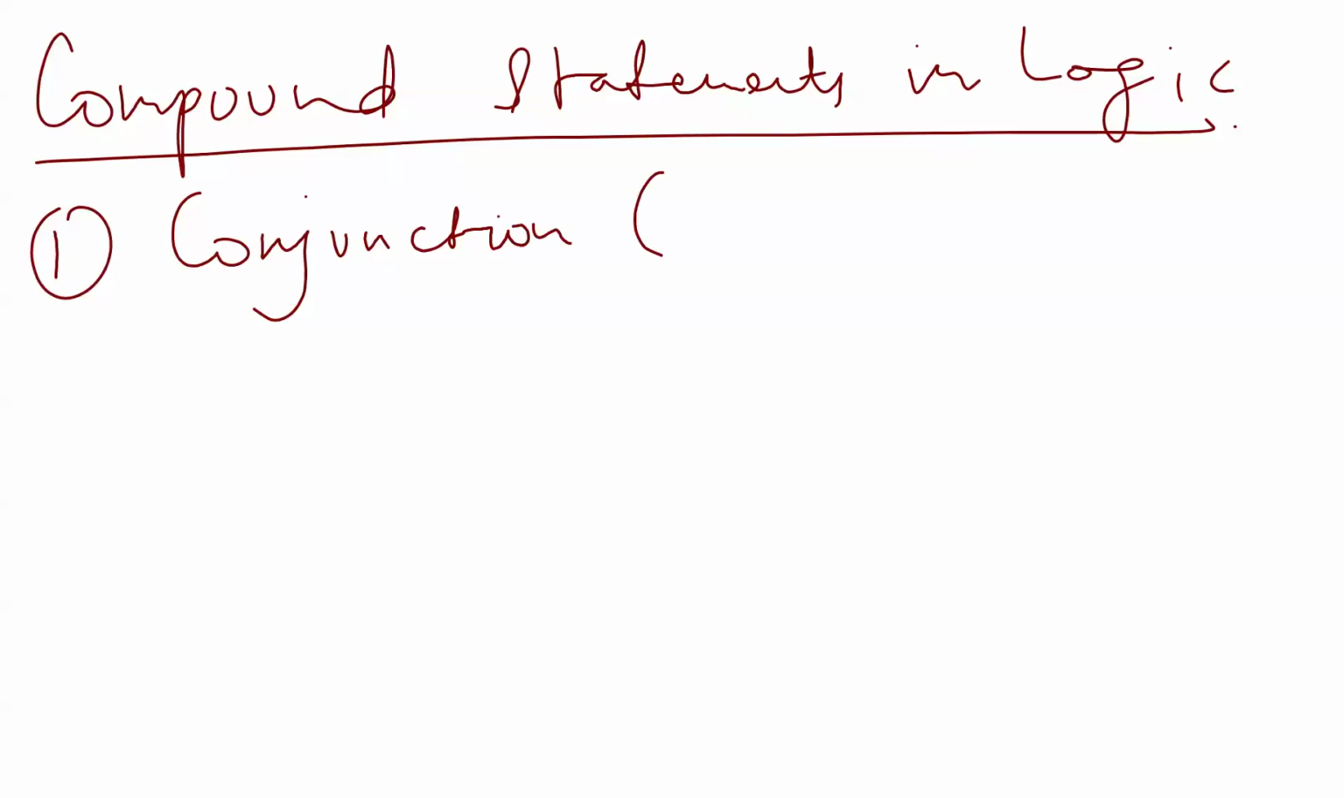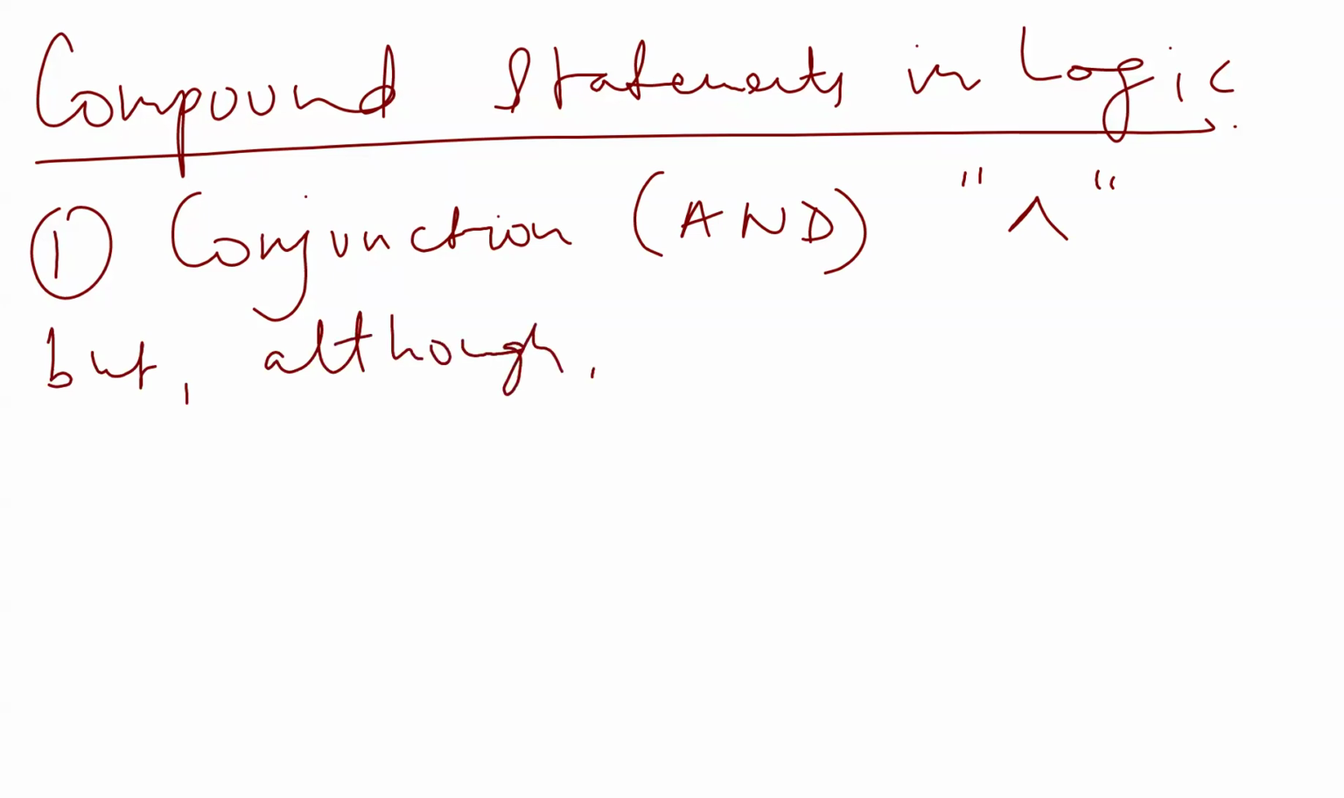First one is conjunction. Conjunction is and, denoted with this reverse V. Other names for and are but, although, even though, nor. This is very important. Nor is also there. Nor is and. Nor is not or. Nor is and. Very important. And is also written as nor.